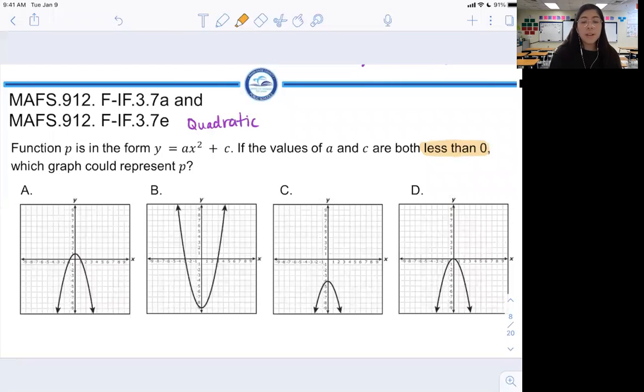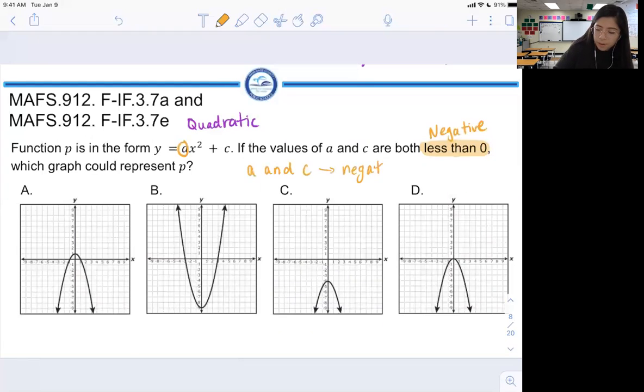So we don't know much about it, but we do know that a and c are both less than 0. So what type of number does it have to be if it's less than 0? Negative, exactly. It's a negative number. So they're basically telling us that a is negative and c is also negative. Now, what does that mean? What do the a and the c tell us about the graph? Starting with c. c is the what? The y-intercept. Good. So if c is negative, it has to have a negative y-intercept.